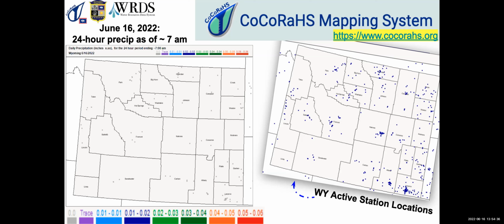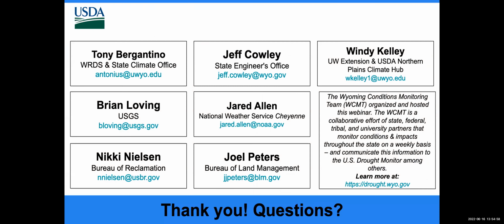Especially Uinta County seems to be a perennial empty spot, so it'd be good if you know any observers down there to have them sign up, and they can do so either at the COCORAS URL that's up there in the upper right, or they can get a hold of me. My contact will be on the last slide, and we can get you set up to observe and to report your conditions. And we go to the next slide.